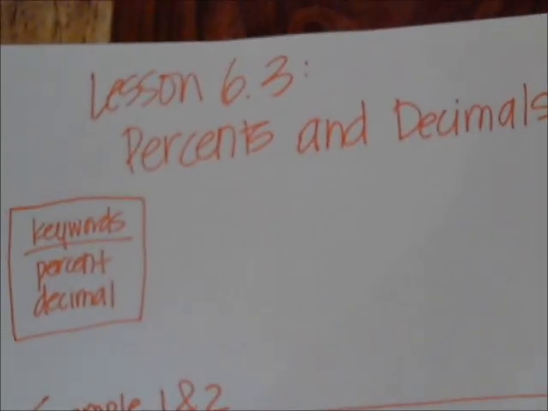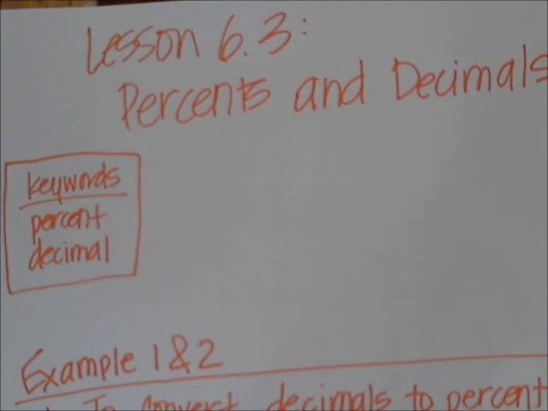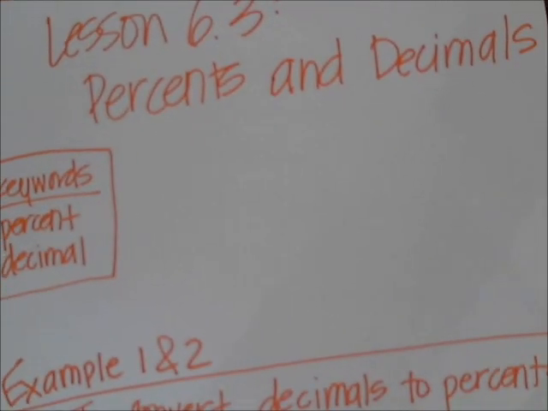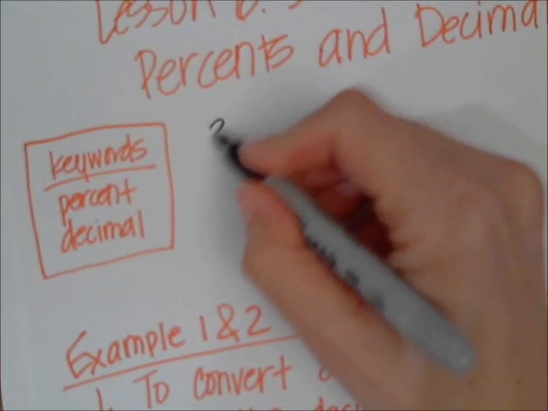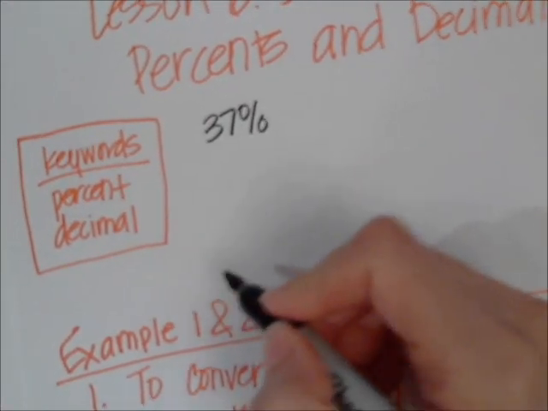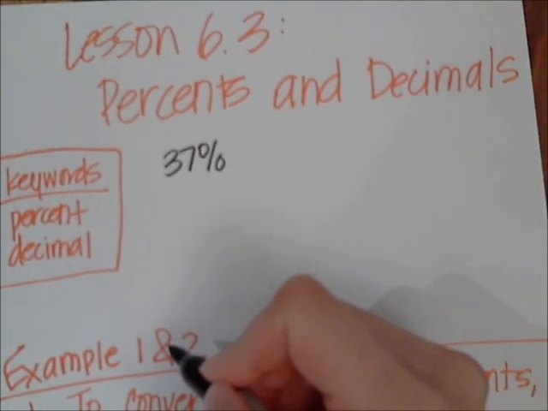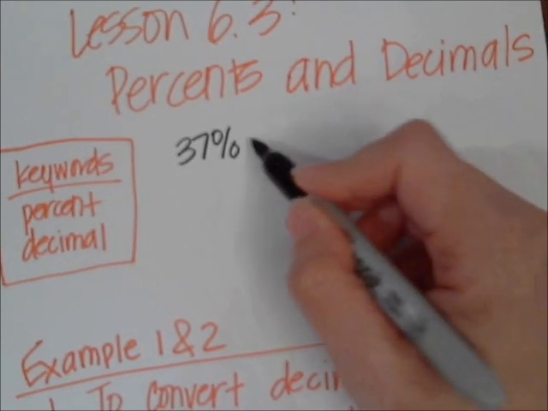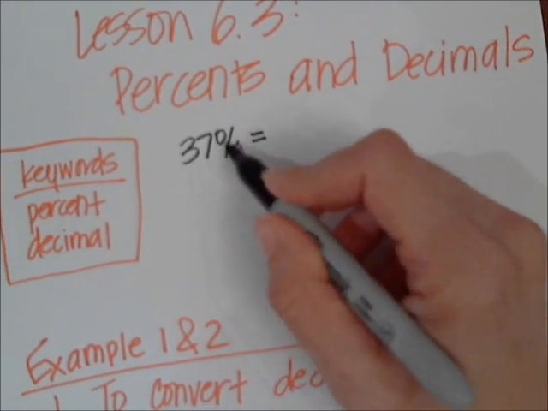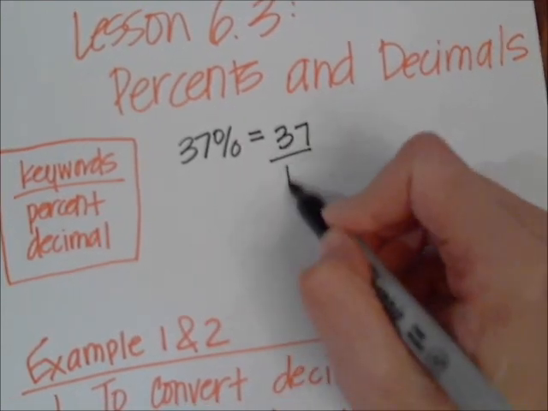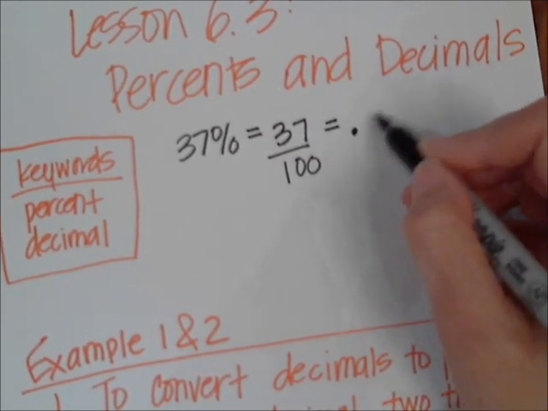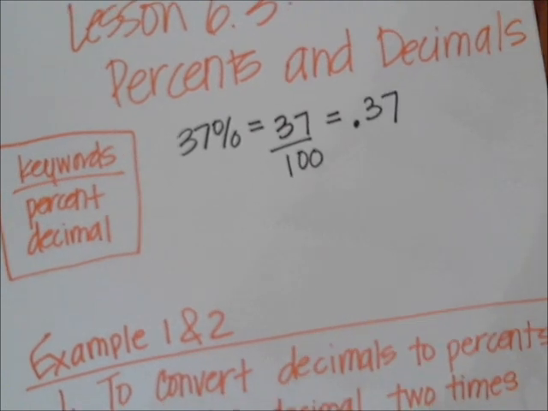All right, so I've got our notes here. Now, lesson 6.3 is on percents and decimals. So basically, let's say we have 37%. I could easily convert that. As you know, we could make 37% into 37 over 100, and then 37 over 100 converts to 37 hundredths as a decimal.